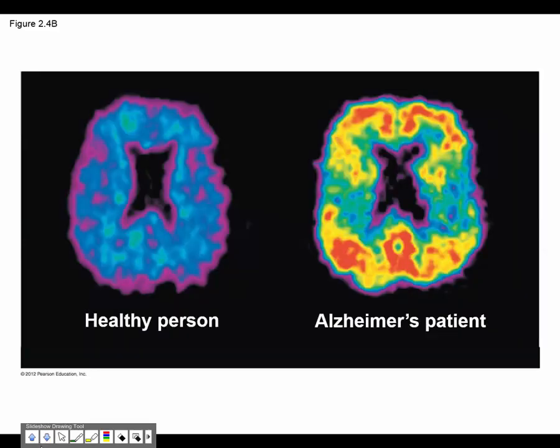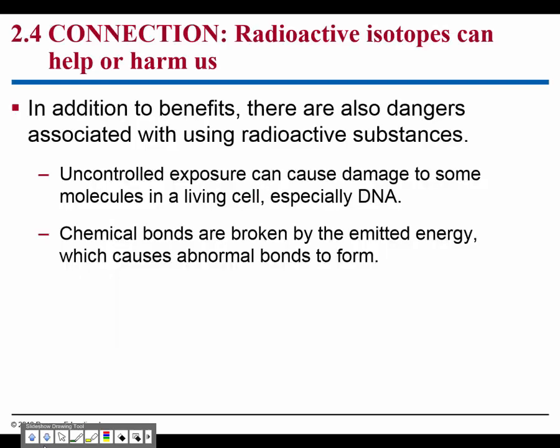On the left is a healthy person's brain, and on the right is an Alzheimer's patient's brain, and you can see them losing memory ability.